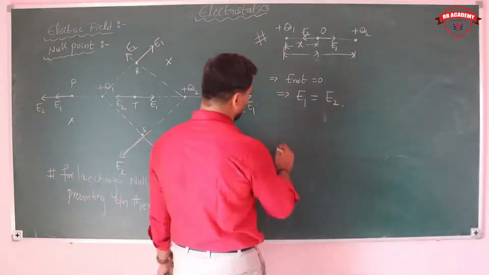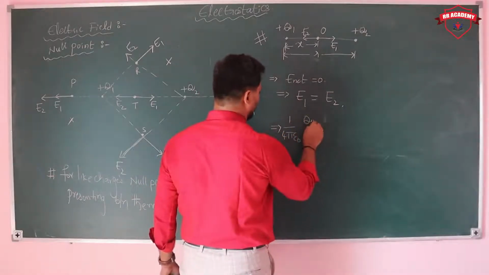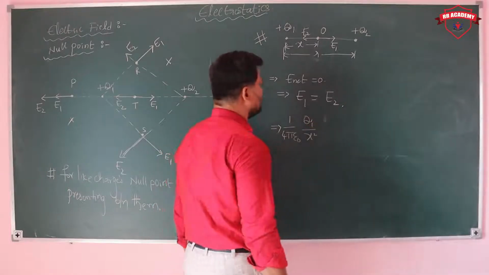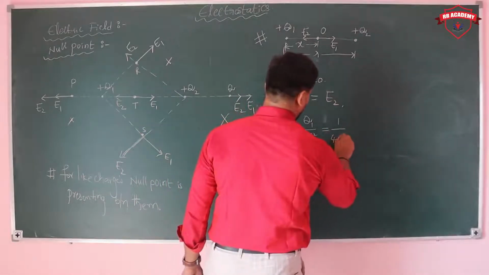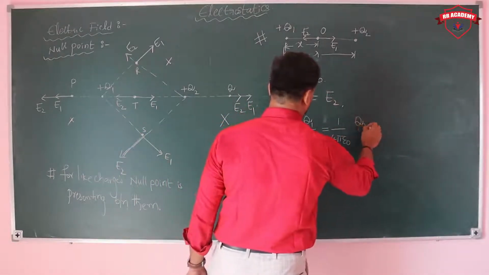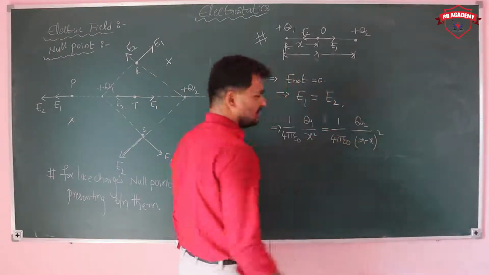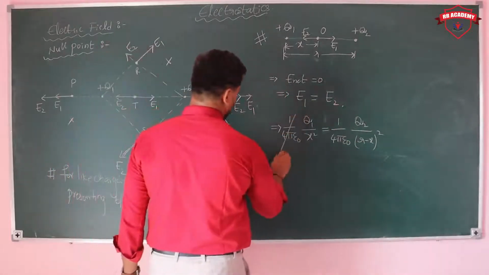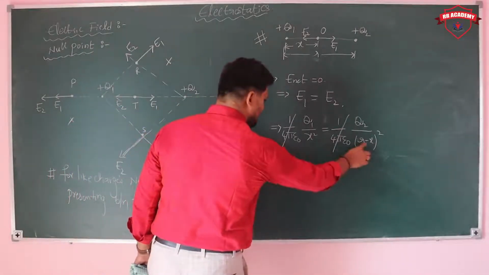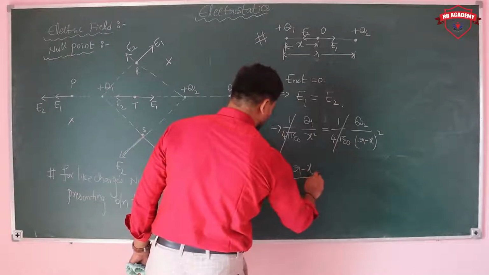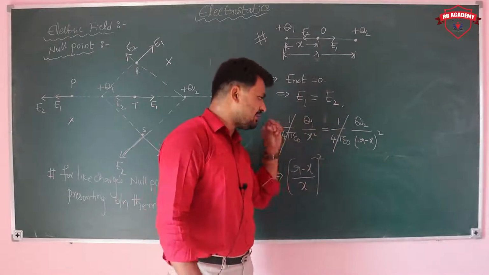Then write the E1 value. E1 is equal to 1 upon 4 pi epsilon naught, Q1 upon x square, because it is at a distance of x, which is equal to 1 upon 4 pi epsilon naught, Q2 upon how much distance? R minus x, whole square. Just cancel 4 pi epsilon naught, and it is better to send this R minus x whole square here. R minus x upon x, whole square. I am sending this R minus x here.